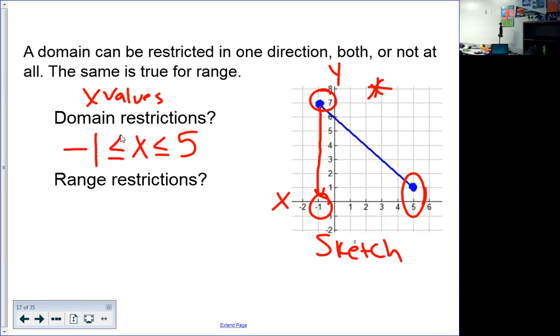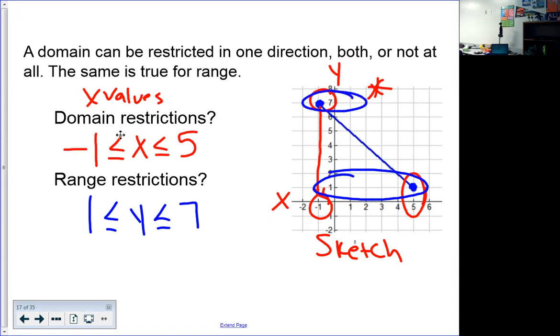Next, I'm going to go on to my range. I have 1 is my lowest y value. Closed circle, less than or equal to. Y, because we're talking y values. Less than or equal to, because again, I have a closed circle at my highest point, which is 7. And that's my domain and range for this graph.